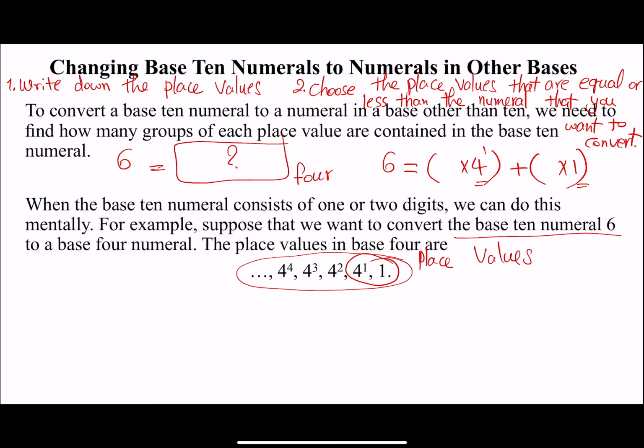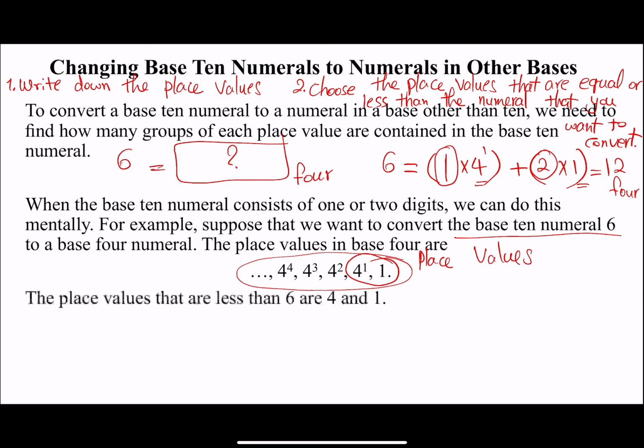It's one group of 4, because if I go with 2, 2 times 4 is 8, which is bigger than 6, right? So it's one group of 4. 1 times 4 is 4. How many more do I need to reach 6? 2. So 2 groups of 1. One group of 4 and 2 groups of 1 build up 6. So 6 is 1, 2 in base 4. That's the answer. So 6 in base 10 is 1, 2 in base 4, right?